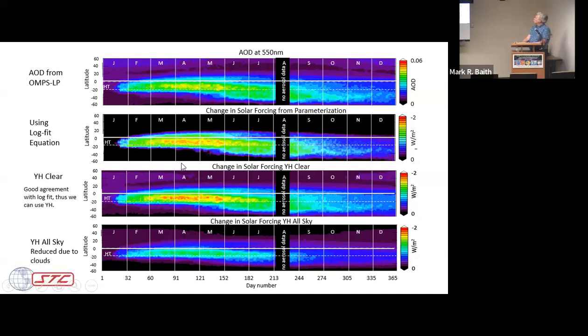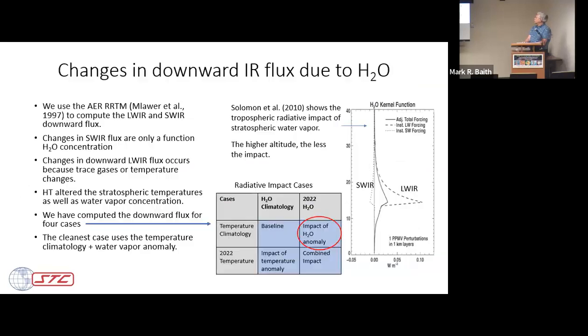In the peak here. This is the YH parameterization, and they actually look pretty good. They agree pretty well, and so it agrees with the log fit. And then this is the YH parameterization including clouds. And you can see it knocks it down by about half when you include clouds. So a lot of these calculations that have been done in the past with these AOD values and estimating climate change have forgotten about clouds being important. So that's something that a lot of climate models need to make sure they've done right.